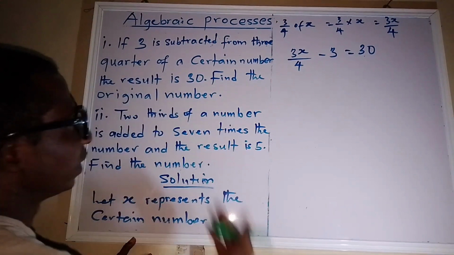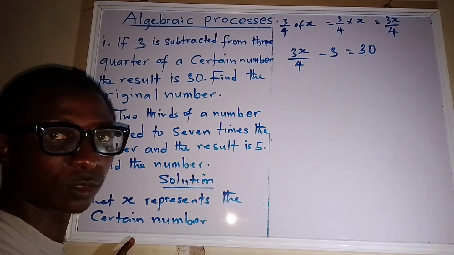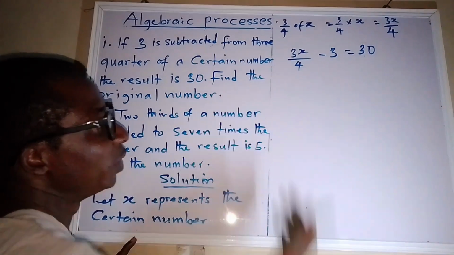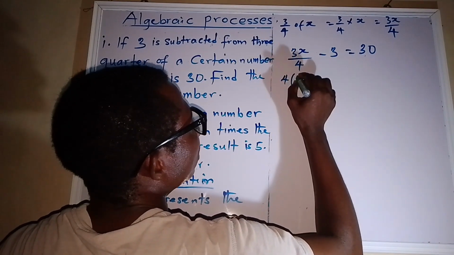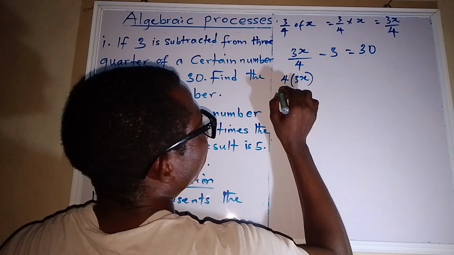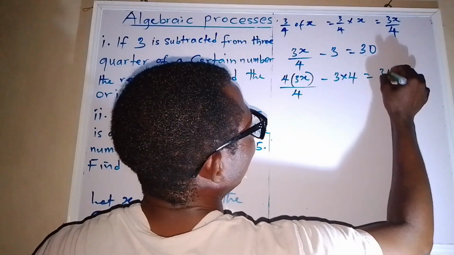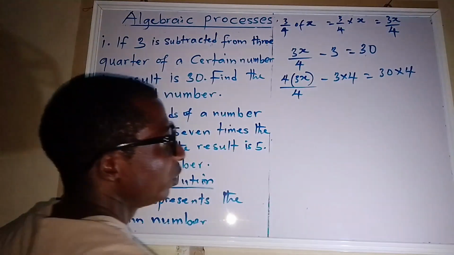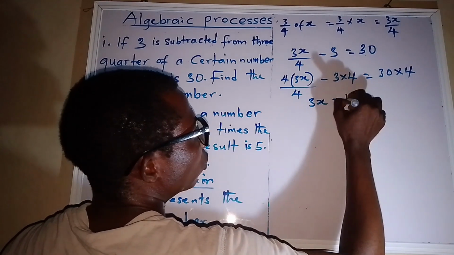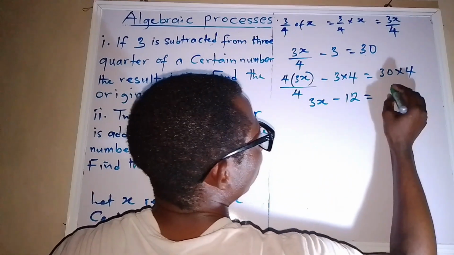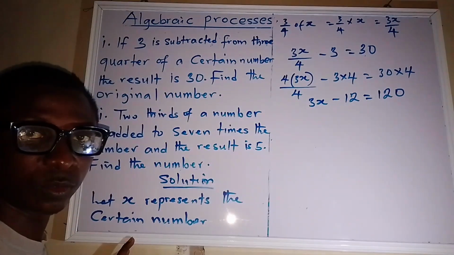So you have to find the certain or the original number. Now to do this, you multiply through by 4 to clear the fraction, the LCM of the denominators that we have here. So we have 4 times 3x/4 minus 3 times 4 equals 30 times 4. When you do that, this cancels this, we have 3x minus 12 equals 120. 30 times 4 is 120.